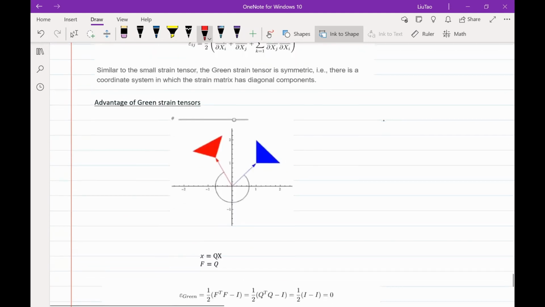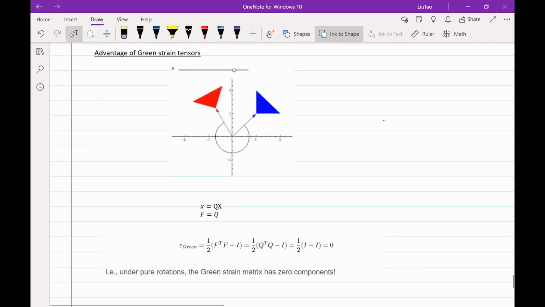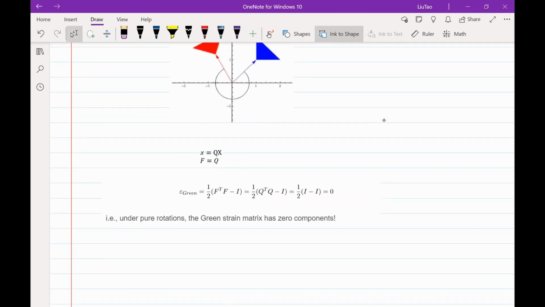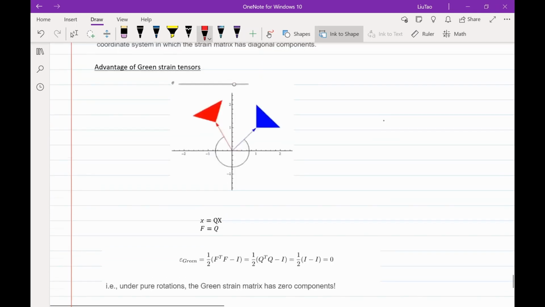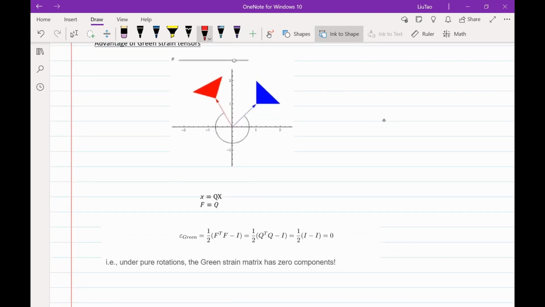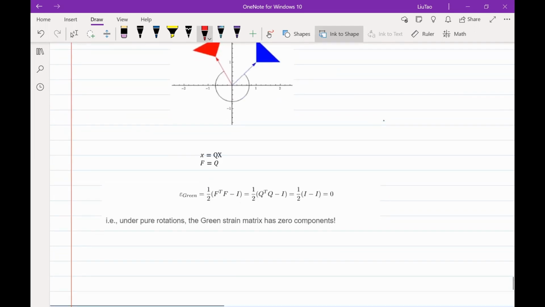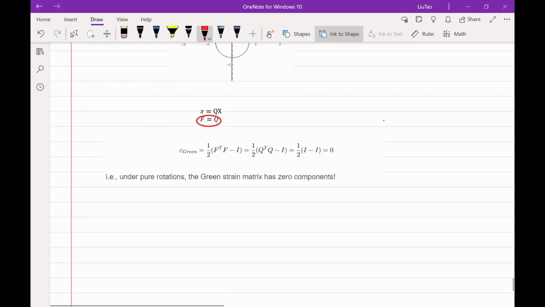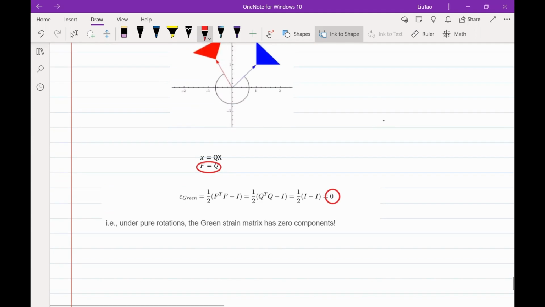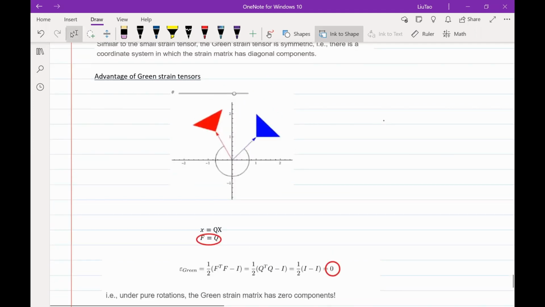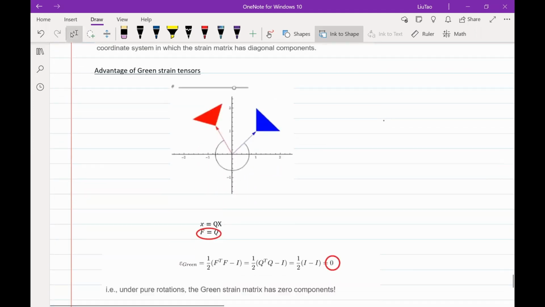So let's test this with the same example. So when we know we have a pure rotation here, and the relationship between x and capital X is x is equal to Q times the capital X. So F is equal to Q, and then we plug in F, we can find the Green strain is equal to 0. So the Green strain doesn't have the limitation that a small strain has.